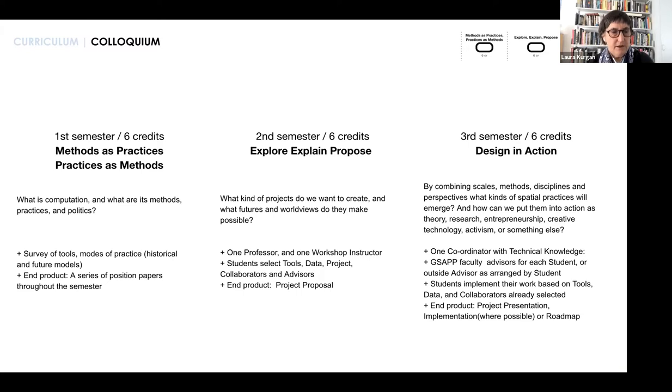So here, the colloquium is a 6-credit class. And we ask students and we ask ourselves to define what is spatial computation, what are its methods, its practices, and its politics, right? So over here, you get a range of tools and an introduction to modes of practice, both historical and future models. And you end up with a position paper, which you've been working on throughout the semester, or a series of position papers, depending on who is teaching the class.